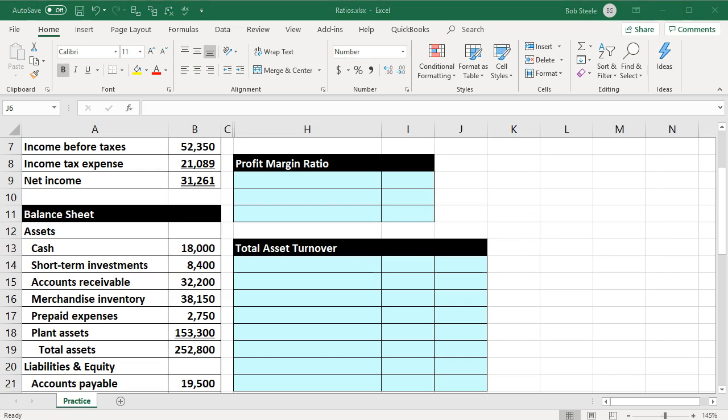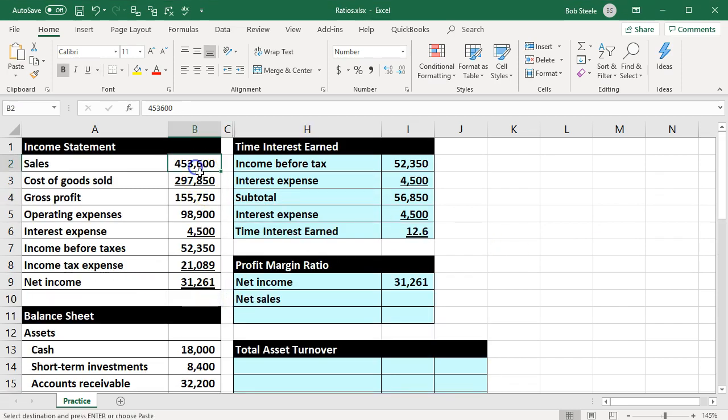Now we're going to take a look at the profit margin ratio. So the profit margin ratio is going to start with the net income. The net income is going to be equal to the 31,261 for us. And then we're going to compare that to the net sales. Now remember, the net sales is not net income. It's just going to be our sales line.